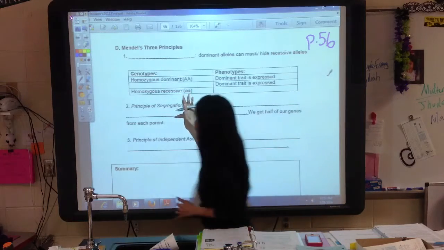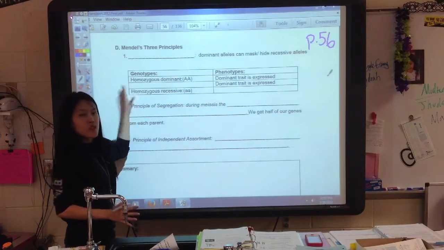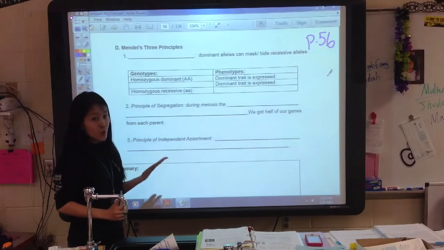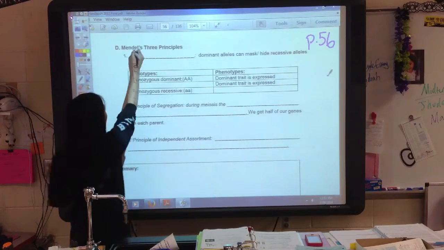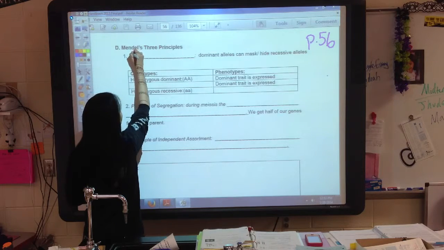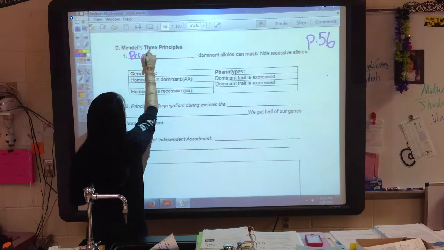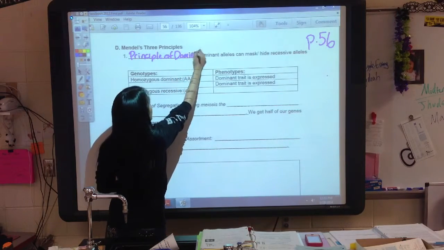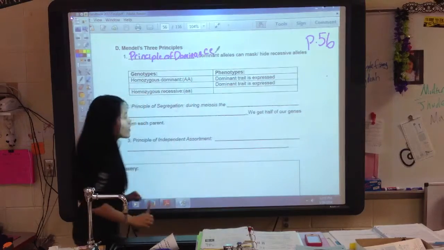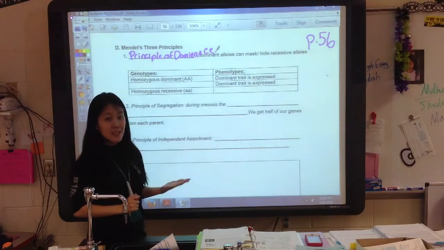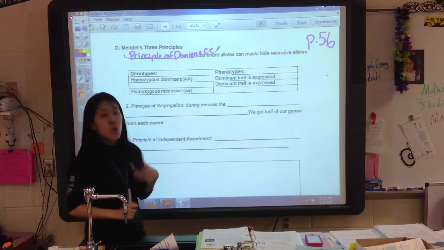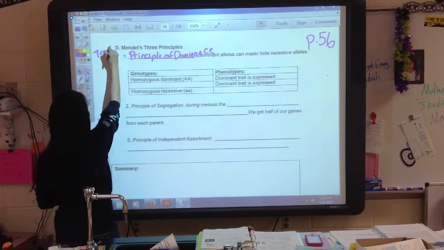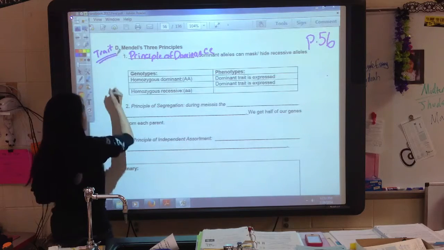Now, his first principle, we've kind of discussed this before when we started talking about your traits, about your hitchhiker's thumb, or about being able to roll your tongue. The first law, or first principle, was the principle of dominance. In the principle of dominance, what we basically said was that there is one trait. You have one trait. And remember, traits are coded for from your genes.